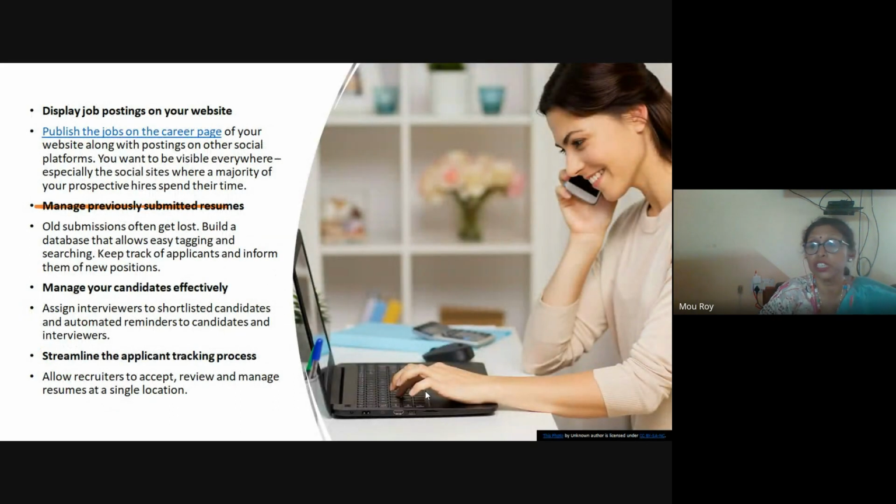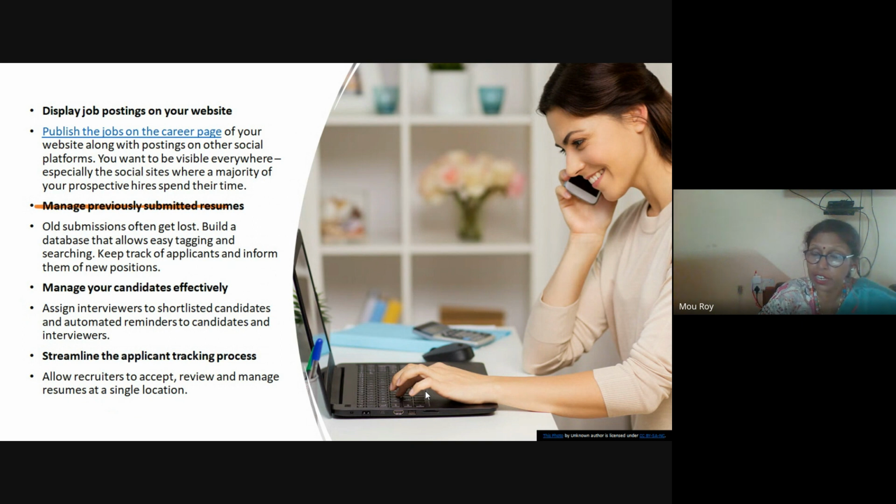Then you have to display the job postings on your website, publish the jobs on your career page or the dashboard, and manage them. You also need to manage the previously submitted resumes, because earlier they used to send the resumes through post, so that was a lengthy process. Nowadays you have it online. So at any time the recruiters, the companies, the organizations can access all this because it is already kept in the database.